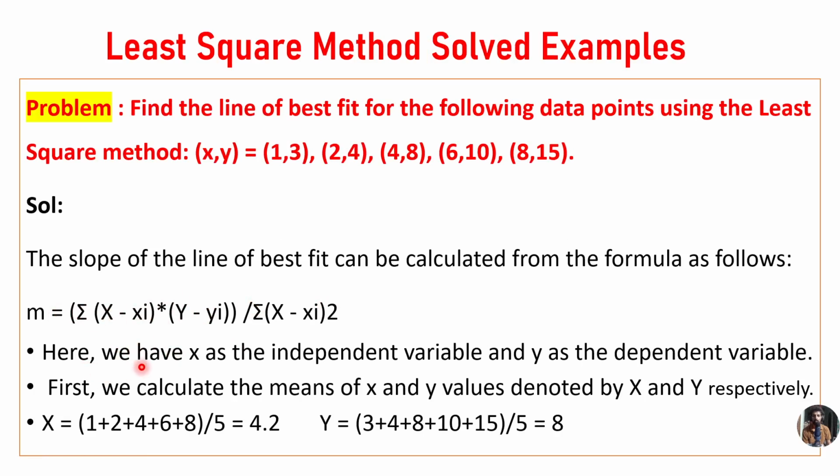Here we have x as the independent variable and y as the dependent variable. First we need to calculate the means of x and y. So what is the value of x mean? 1 plus 2 plus 4 plus 6 plus 8, divided by 5, that is equal to 4.2, and y is 3 plus 4 plus 8 plus 10 plus 15, divided by 5, that is equal to 8. So first we need to find out the mean value.